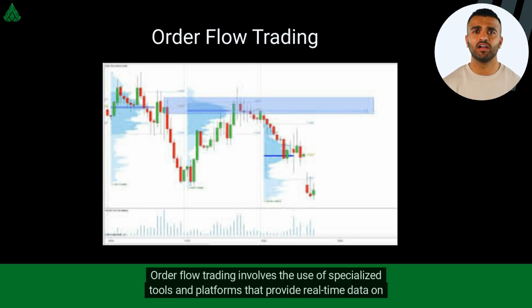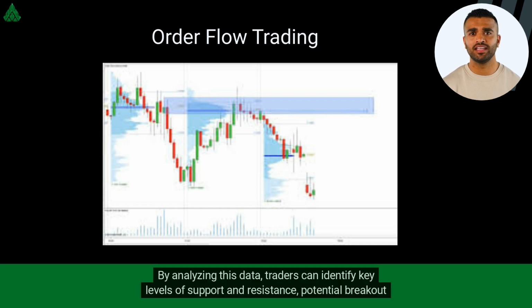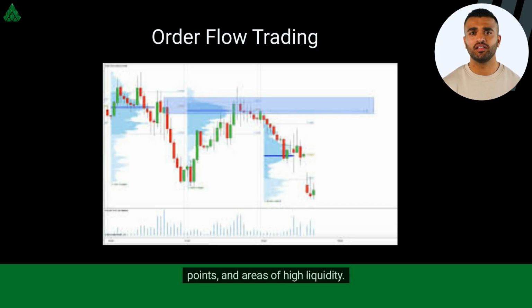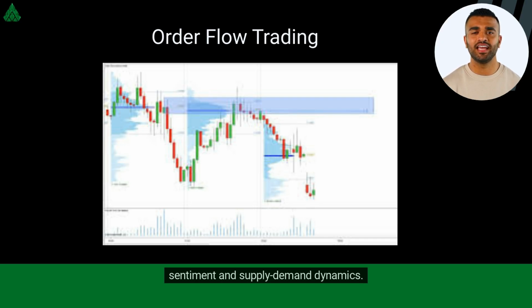Order flow trading involves the use of specialized tools and platforms that provide real-time data on order book activity, trade executions, and volume. By analyzing this data, traders can identify key levels of support and resistance, potential breakout points, and areas of high liquidity. One of the main advantages of order flow trading is its ability to provide a real-time view of market sentiment and supply-demand dynamics.